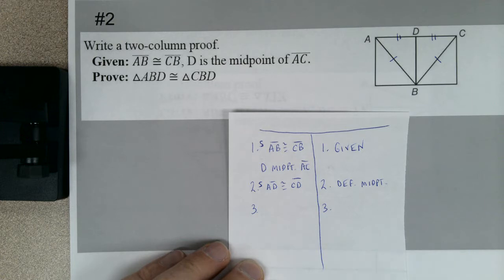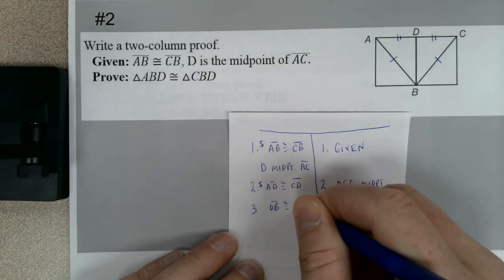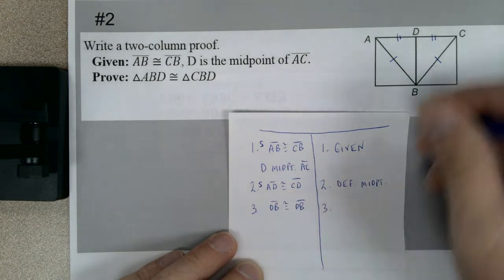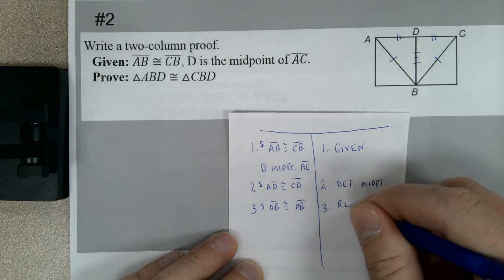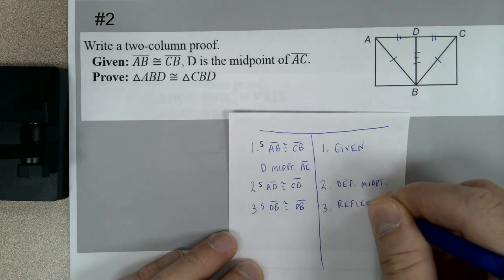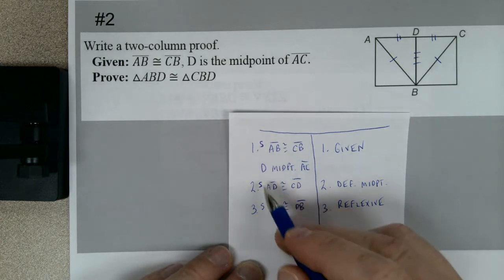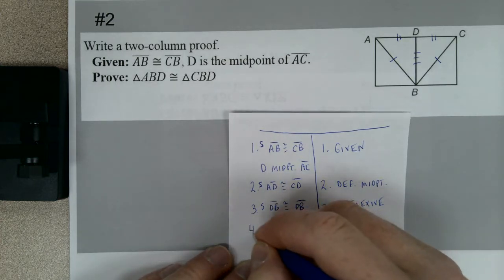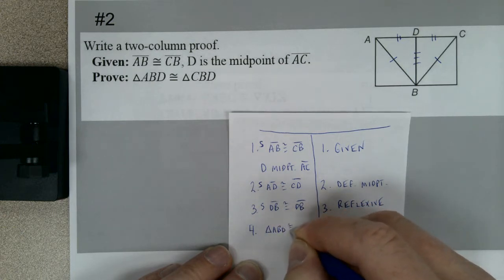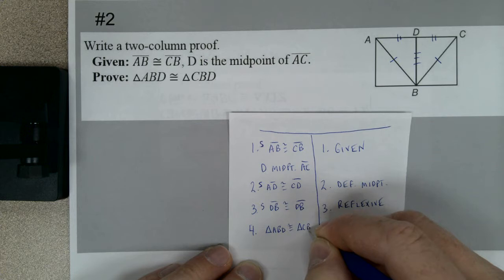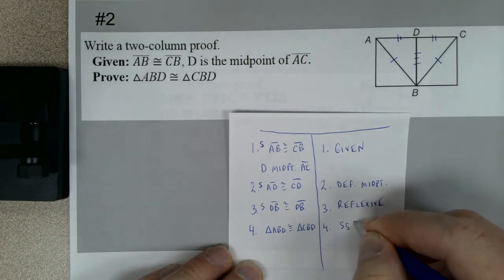For statement 3, we can say that DB is congruent to DB. And that gives me my third side. That's reflexive. It's our reflexive property. And now that we know that we've got three pairs of sides, we can now say that triangle ABD is congruent to triangle CBD. And that would be side, side, side.